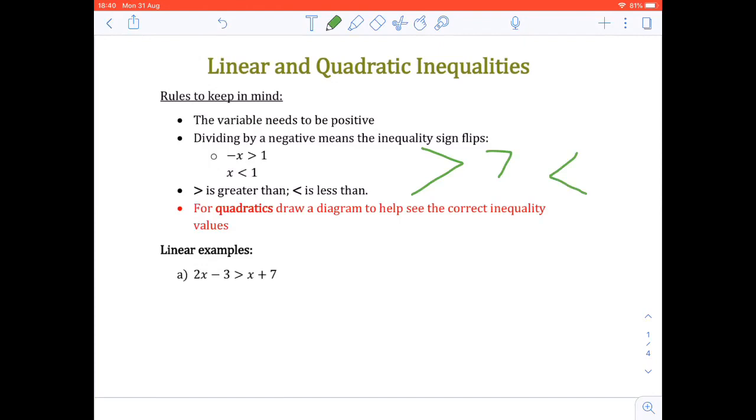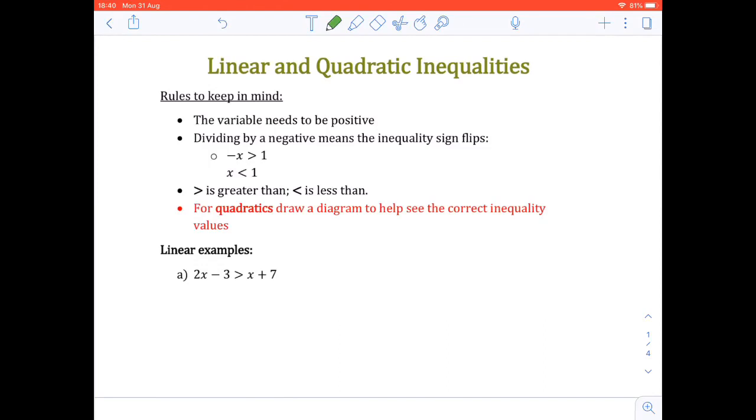Another key tip to remember is that when you have a quadratic inequality, you need to draw a diagram to help you find the correct values. There are some methods where you can use a table, but I'll be showing you the diagram method, which I think is a bit easier to understand. So let's first revise the basics of linear inequalities.